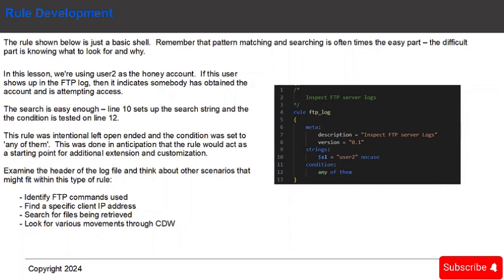One suggestion would be to examine the header of the log file and think about the different scenarios and use cases that might fit with a rule of this nature. Start to identify FTP commands that are used. Use it to target a specific client IP address. Search for certain files that might be retrieved. That would be an example of a honey file, perhaps. And look for various movements as the user works their way through the directory structure using the CWD command.